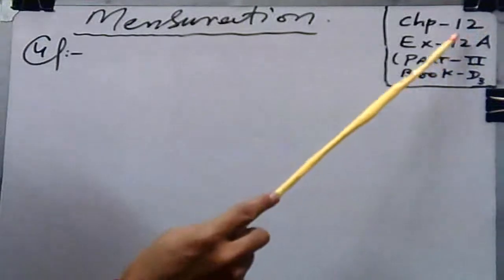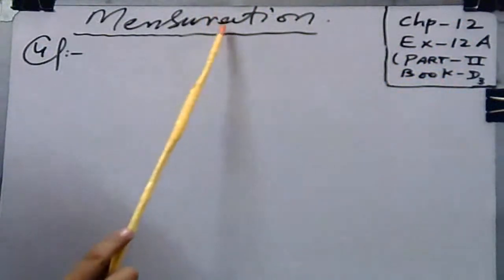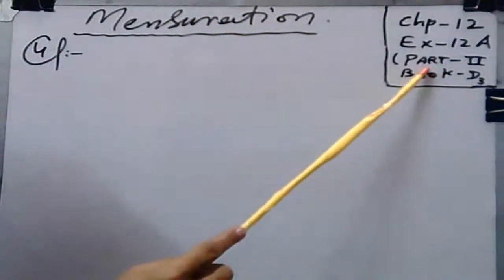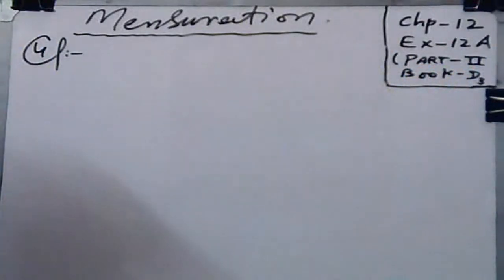Today we will discuss chapter number 12, exercise 12A, book D3, mensuration. This exercise is divided into two parts. Part number 1 has already been covered. Today we will discuss part number 2, starting from question number 4. Find the area of the shaded parts in the following figure. All dimensions are in centimeters.